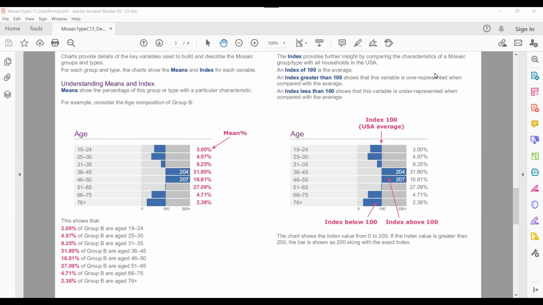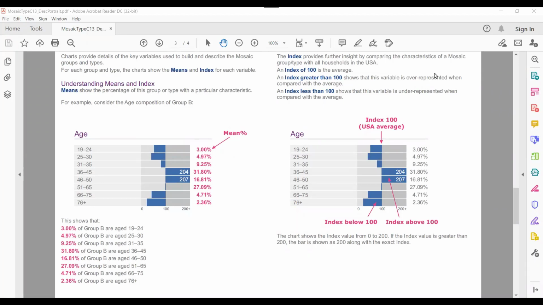Essentially, we're looking for two different things. We're looking to see if the value is greater than or less than 100, and then we'd like to see the distance from 100. The distance gives us an intensity factor to help us understand how unlikely or how likely this group is to be part of a group or to exhibit a characteristic.